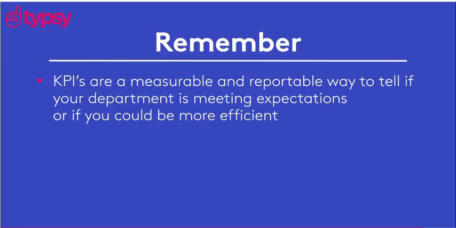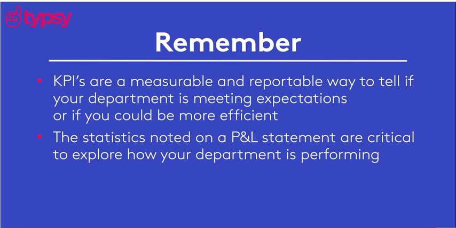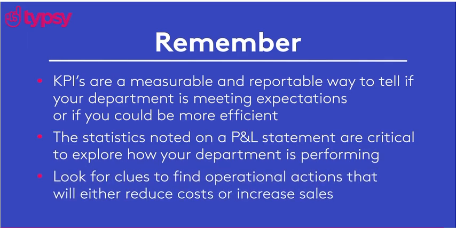Here are 3 notes to remember for profit and statistics. KPIs are a measurable and reportable way to tell if your department is meeting expectations or if you could be more efficient. The statistics noted on a P&L statement are critical to explore how your department is performing. And look for clues to find operational actions that will either reduce cost or increase sales.